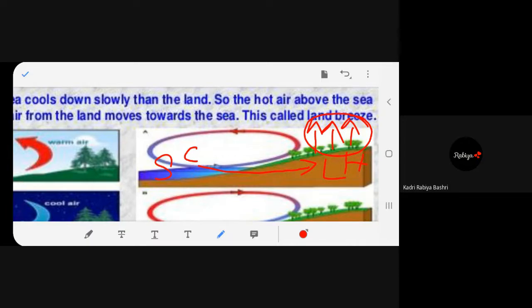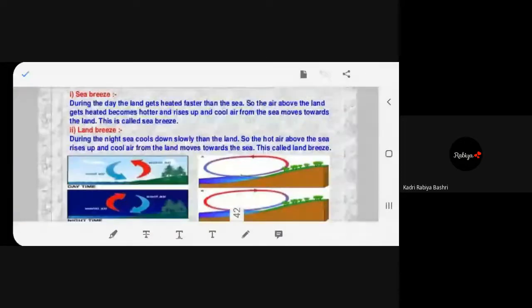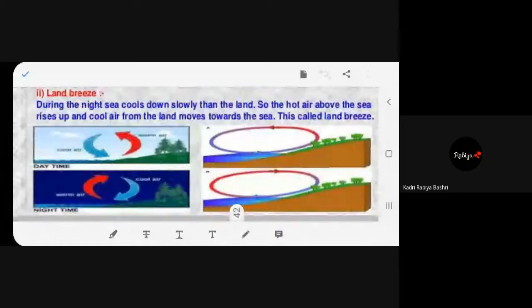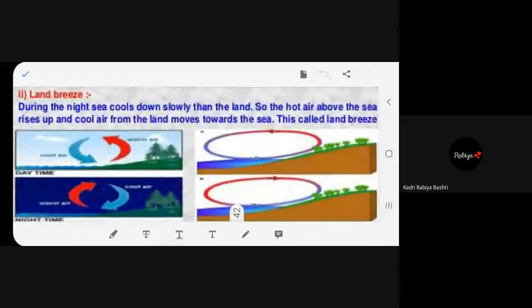What we get? Breeze. Movement of air from sea to the land. Is it clear? Yes, ma'am. This is sea breeze. Simple. Is there any problem? No. You understood all of you? Now we come to the land breeze. You should just understand the fundamental. Then no problem. Then you will never get confused. Yes, now we will do land breeze.